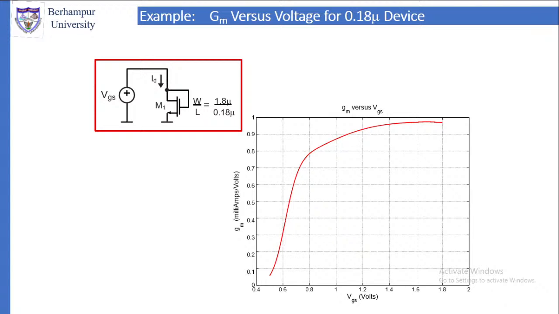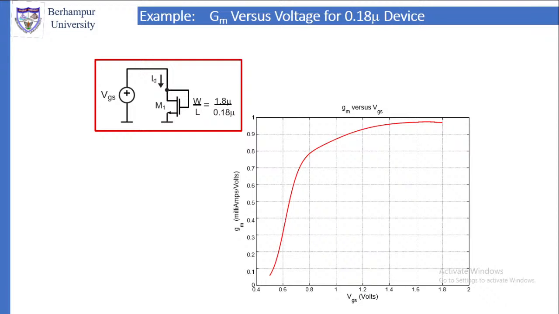This is the same device, only the curve has changed. Here what we are seeing is Gm versus voltage, the transconductance versus voltage. There we saw the current ID versus voltage. Here you can see the transconductance versus voltage. Now here you can see both the weak inversion range and the strong inversion range.